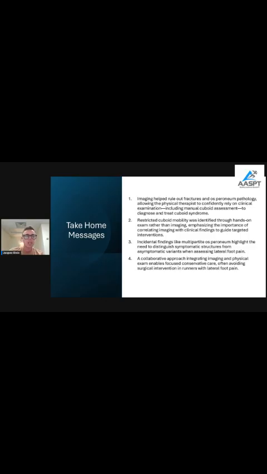And then just a collaborative approach between this imaging and physical therapy exam enables us to focus on the conservative care, as we would always hope to be able to opt for that as opposed to relying on those surgical interventions with runners who don't want to take time away from their running, obviously. So that's what I have.